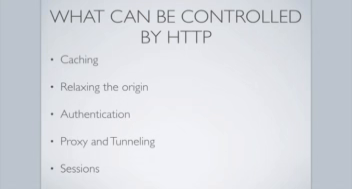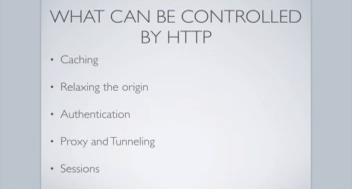Caching, relaxing the origin constraint, authentication, proxy and tunneling, as well as sessions. Notably, cache or authentication methods were functions that were handled early in HTTP history, but the ability to relax the origin constraint wasn't actually added until the 2010s. So, fun fact.